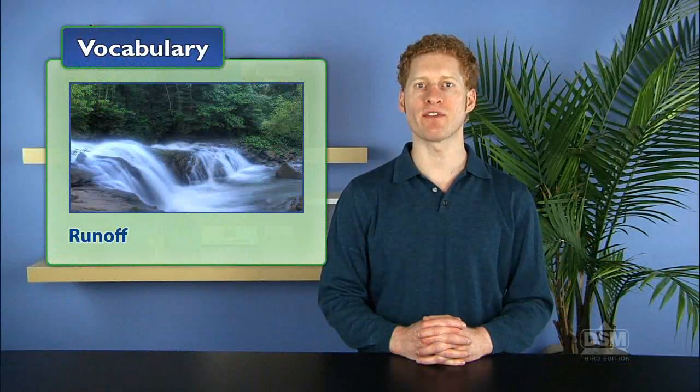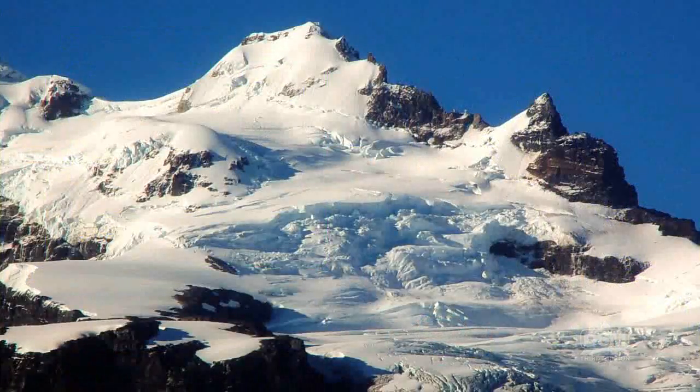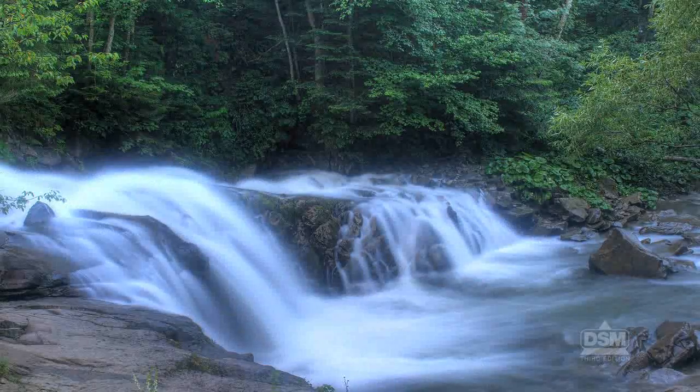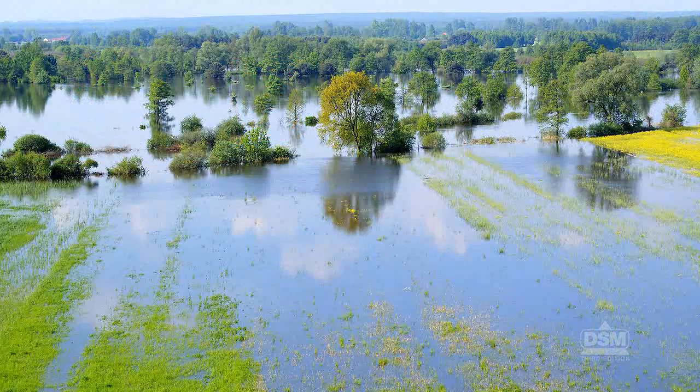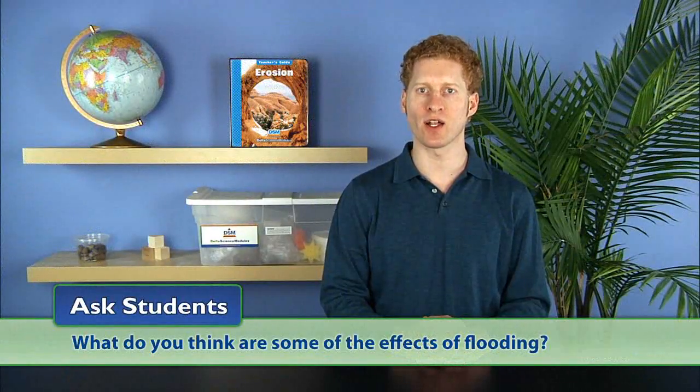To begin the activity, define runoff as water that does not evaporate or soak into the soil after a rain or when ice and snow melt. As the runoff flows to lower elevations, it combines with runoff from other areas and forms creeks, streams, and rivers. Ask students, what happens to creeks, streams, and rivers after a heavy downpour of rain? Students should reply that the amount or volume of water in them increases, and sometimes they overflow their banks and cause flooding.